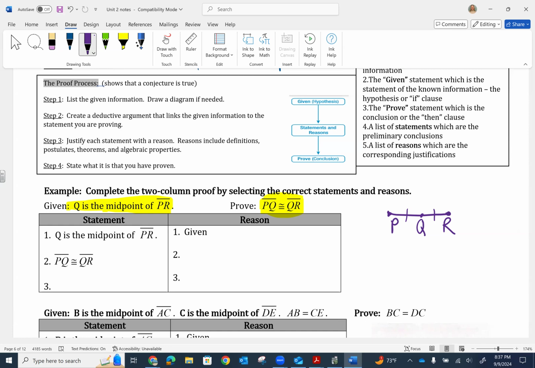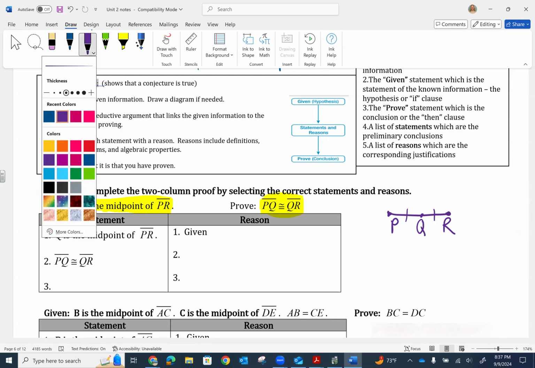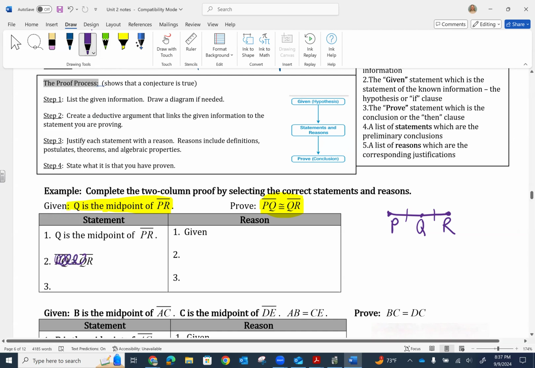If Q is the midpoint of PR, that's given. Why can I say it? Because it's a given. That's the if part. Well, then the result is that, hang on a second, this should not be here. We're trying to prove that PQ is congruent to QR, so that should be your last statement. Your last statement is PQ is congruent to QR.